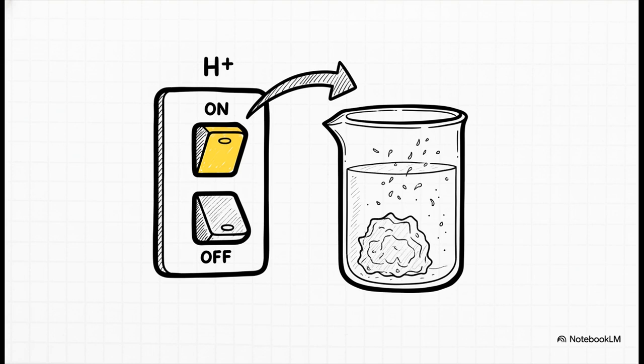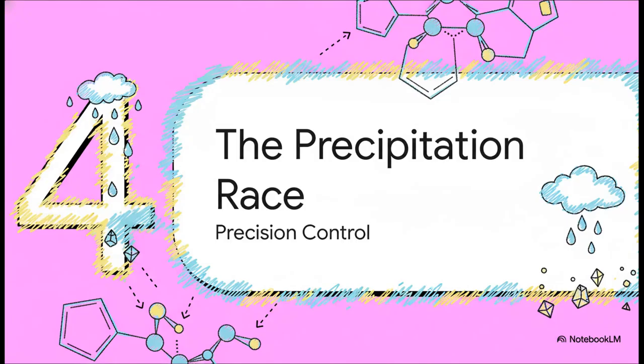So the big takeaway here is that pH is way more than just a measure of acidity. It's a powerful lever. By changing the pH up or down, we can directly control the concentration of certain ions. And when we do that, we can basically turn the solubility of a compound on or off like a light switch. All right, on to our final and most precise tool.